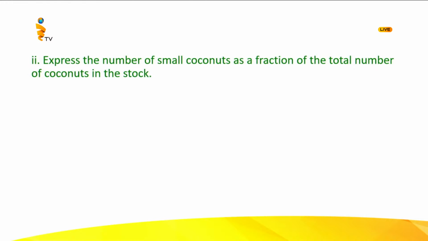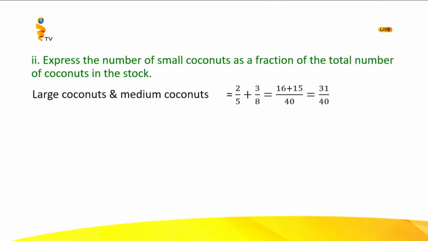Express the number of small coconuts as a fraction of the total number of coconuts in the stock. In the question they have given the large coconuts as 2/5, and in the earlier question we found the fraction of medium-sized coconuts. When you add these two fractions, you will get the fraction of large and medium coconuts. So, I have added it here.